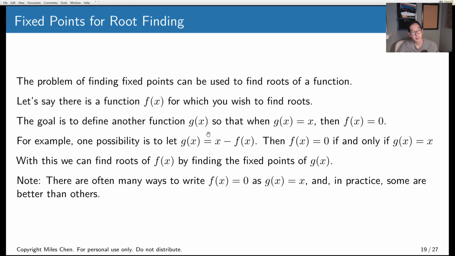There's kind of infinitely many ways to figure out a pair of functions where when f of x is equal to 0, g of x is equal to x, and in practice, some of these different ways will be better than others. Some will work and some won't.